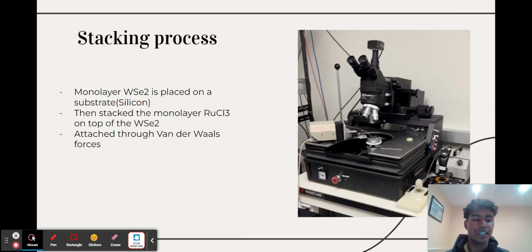The stacking process and how we made our sample is very, very simple. We first dropped the monolayer tungsten diselenide that was exfoliated on PDMS, a polymer, onto a silicon substrate, and then partially covered it with a monolayer ruthenium chloride. Both these monolayers are attached to each other through van der Waals forces, and this process is extremely simple.